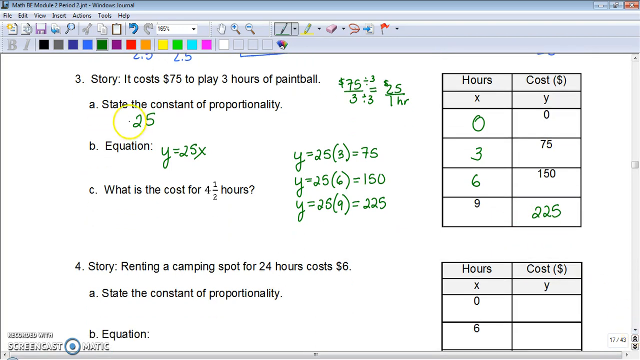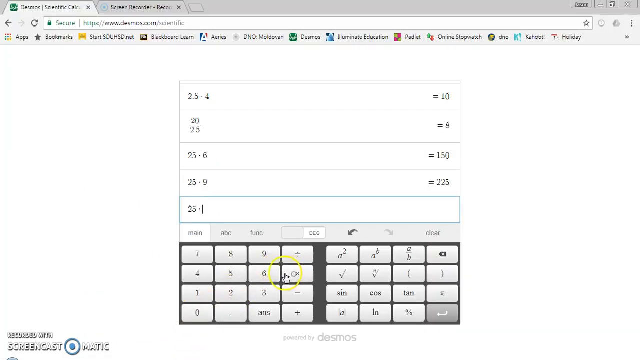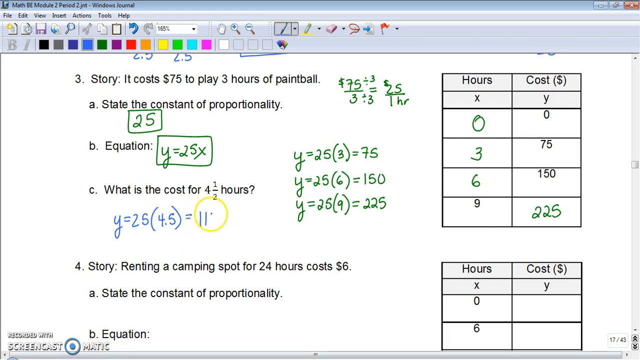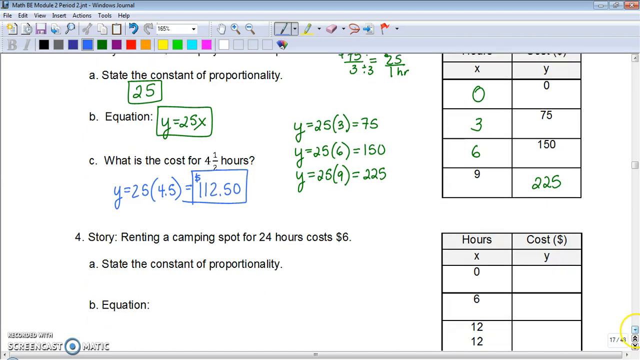Part C then says, box these answers. What's the cost for 4.5 hours? So I'm going to take my equation and plug in 4.5 for my x, which is my hours. And so 25 times 4.5 is 112.5, or $112.50. Again, feel free to pause this if I'm going too fast.